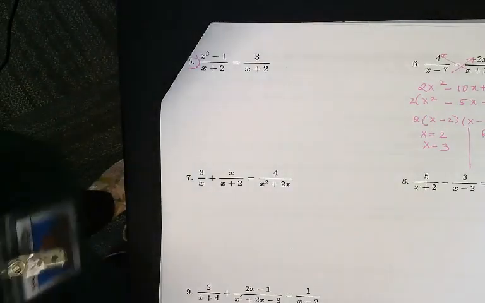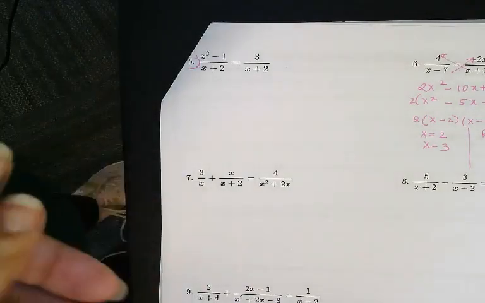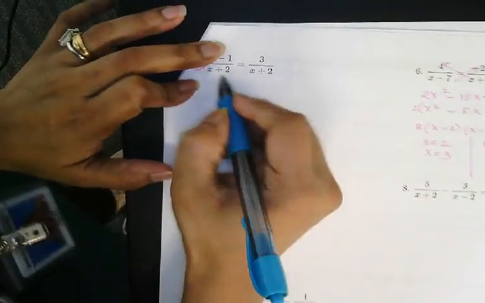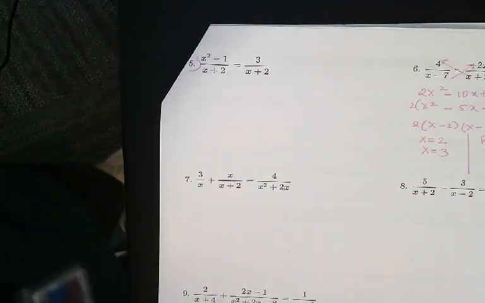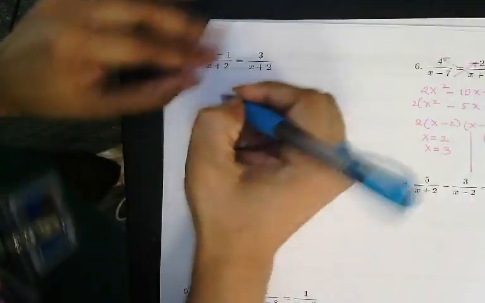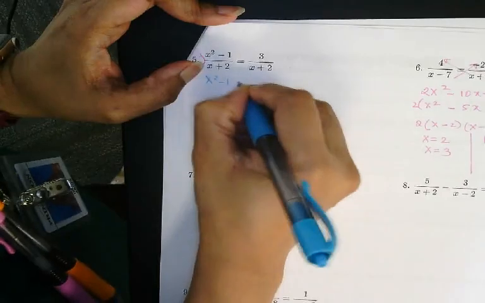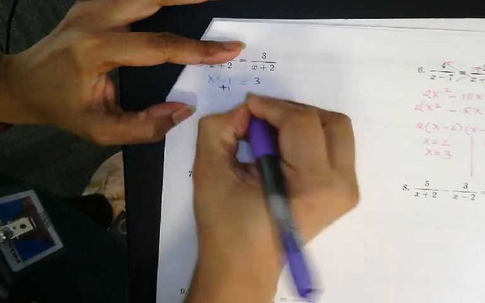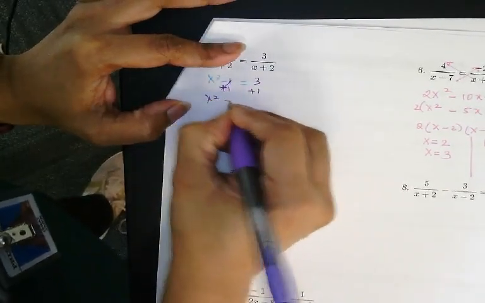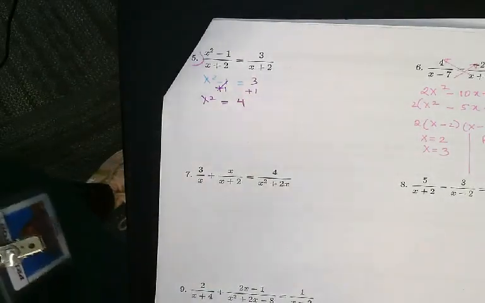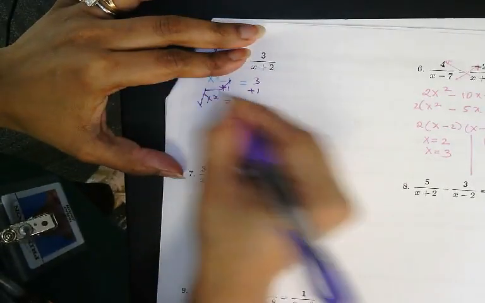When I was checking, almost all of you did the same thing. It's not wrong, but it's not right either. So since both the denominators are same, we're going to get rid of it. We don't need to worry about it. So it's going to be x squared minus 1 is going to be equal to 3. So now move 1. So x squared is going to be equal to 4. Now what can I do? Square root it. So take the radical.